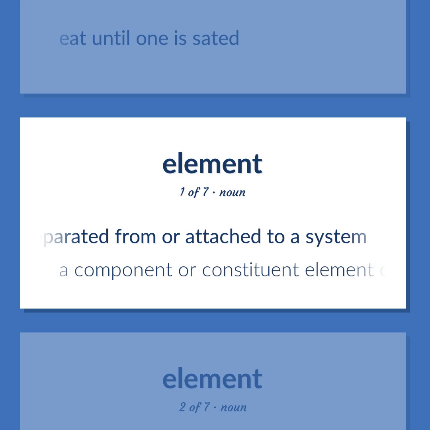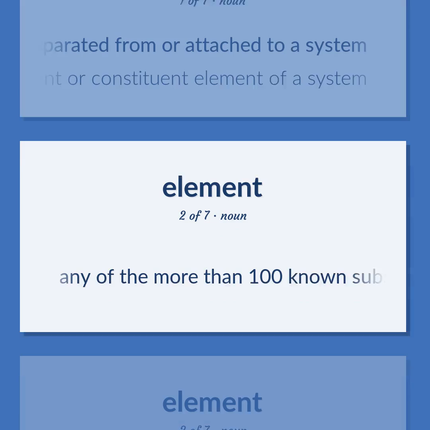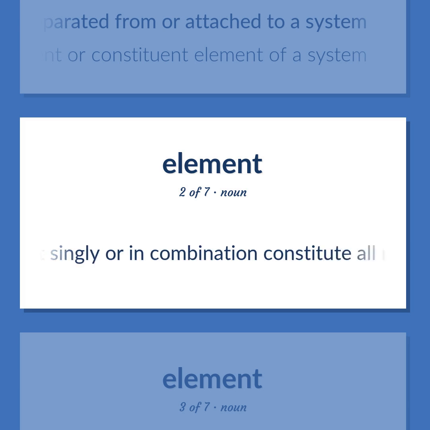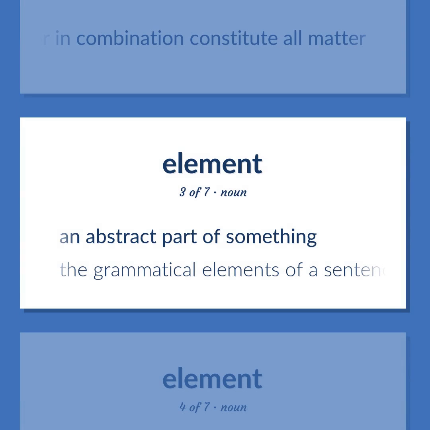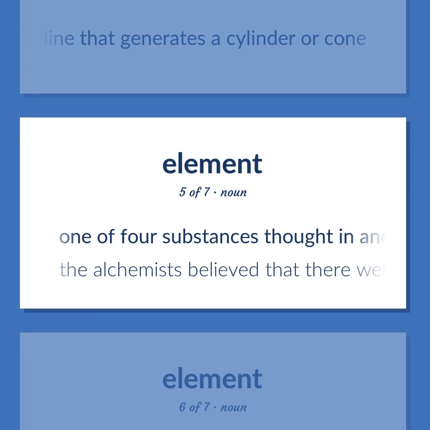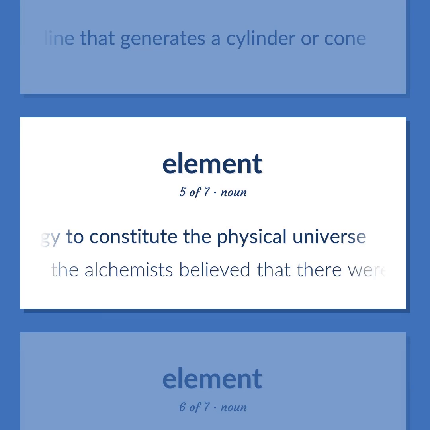A component or constituent element of a system. Any of the more than 100 known substances, of which 92 occur naturally, that cannot be separated into simpler substances and that singly or in combination constitute all matter. An abstract part of something. The grammatical elements of a sentence. A straight line that generates a cylinder or cone. One of four substances thought in ancient and medieval cosmology to constitute the physical universe. The alchemists believed that there were four elements.